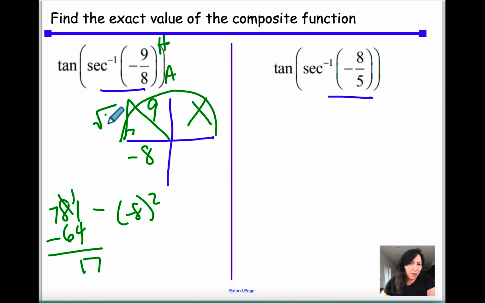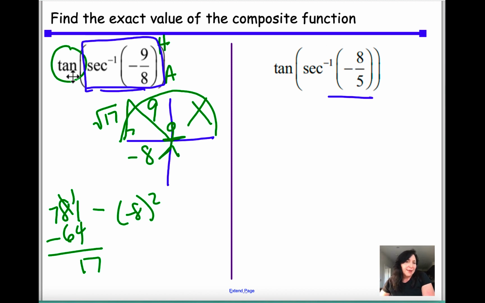Therefore, this side is the square root of 17 because it's a perfect square. What you have to do now is picture yourself, this is you, right there at that angle. And this is saying, where is secant negative 9 over 8? Right here, where you're at. And now this is saying, what is tangent where you are? We're here. What's tangent? Tangent is opposite over adjacent. So this is going to equal negative root 17 over 8.